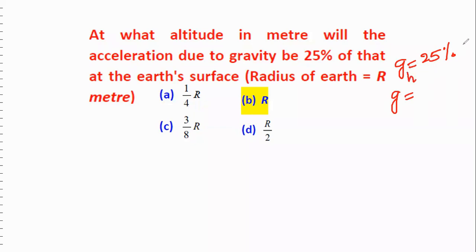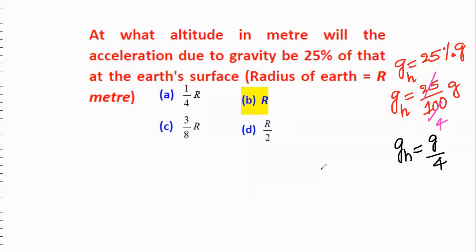So g_h is equal to 25% of g. 25 divided by 100 g. The 25 cancels in 100, 4 times. Therefore, acceleration due to gravity at a height is g by 4.